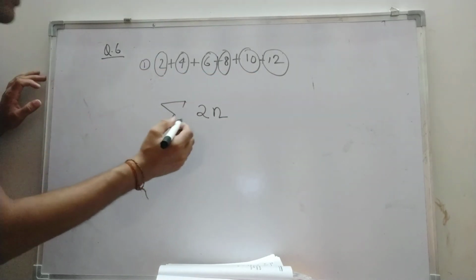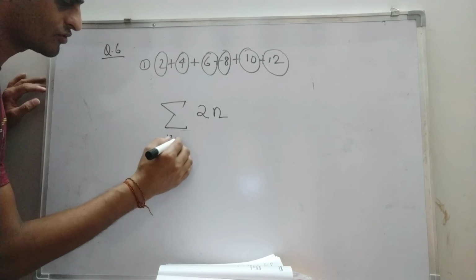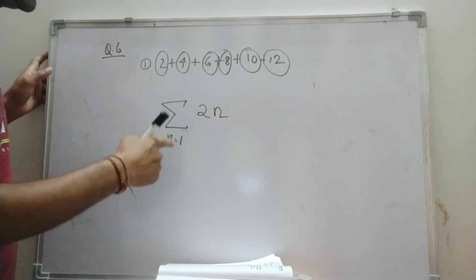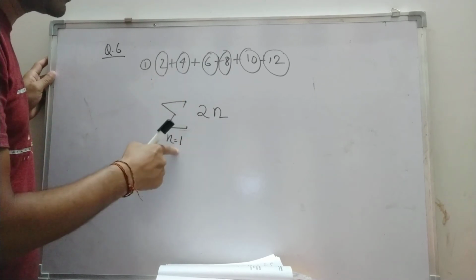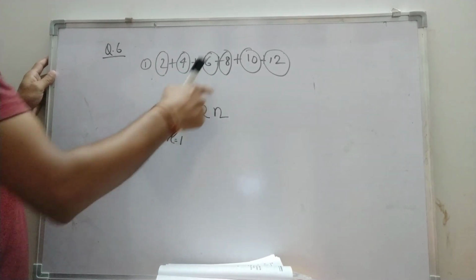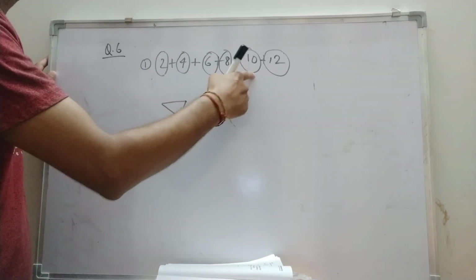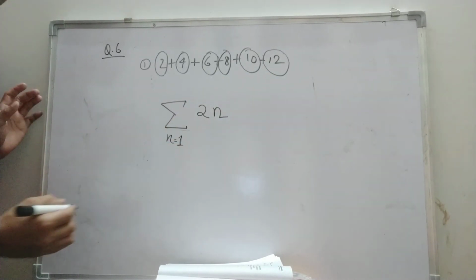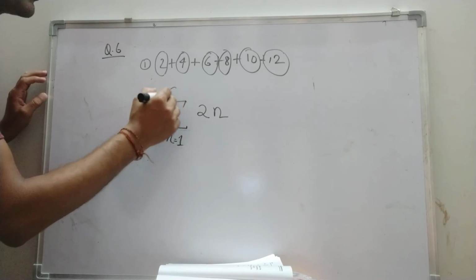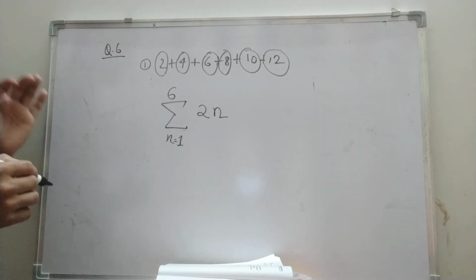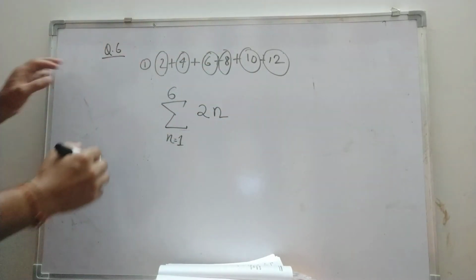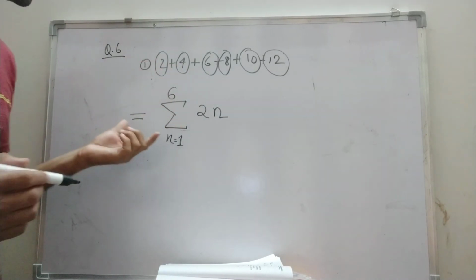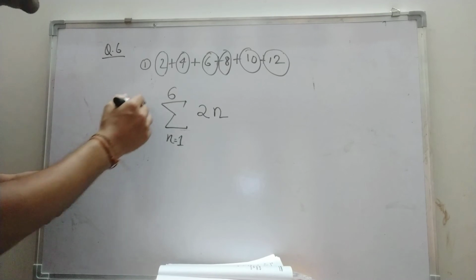So that means what? If you put n equal to 1, then you will get our first term as 2; n value 2, second term; n value 3, third term; n value 4, fourth term; n value 5, fifth term; n value 6, sixth term. That means you are starting n from 1 and going up to 6, then you will get the final value. So the general form of this particular sequence using the symbol sigma is this.